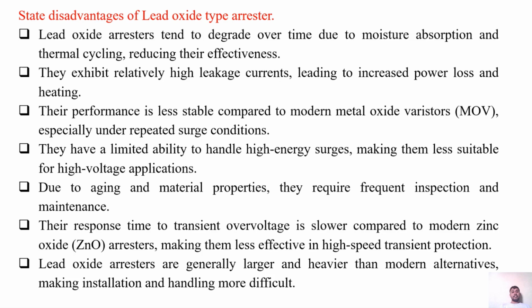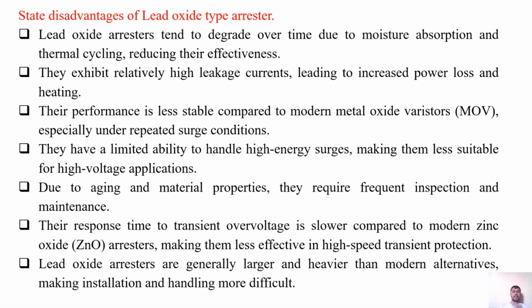State the disadvantages of lead oxide type arrestor. There are several disadvantages of this type of arrestor. Some are listed over here. Lead oxide arrestors tend to degrade over time due to moisture absorption and thermal cycling, reducing their effectiveness. They exhibit relatively high leakage currents, leading to increased power loss and heating.